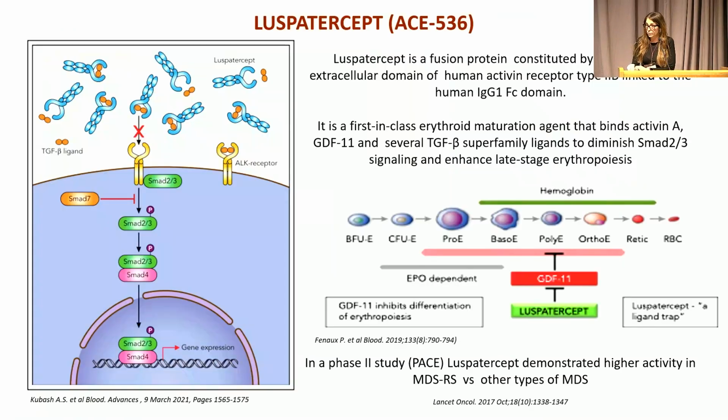So, luspatercept is a relatively new drug which acts as a trap for ligands of the TGF-beta superfamily to reduce SMAD2 and SMAD3 signaling and enhance the late stage of erythropoiesis. As was demonstrated in a phase 2 study, the PACE, luspatercept was more active in patients with a diagnosis of myelodysplastic syndrome with ring sideroblasts.